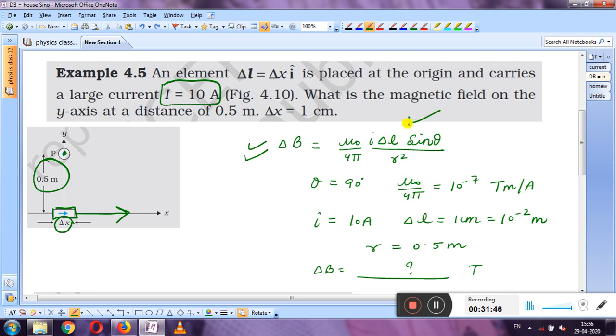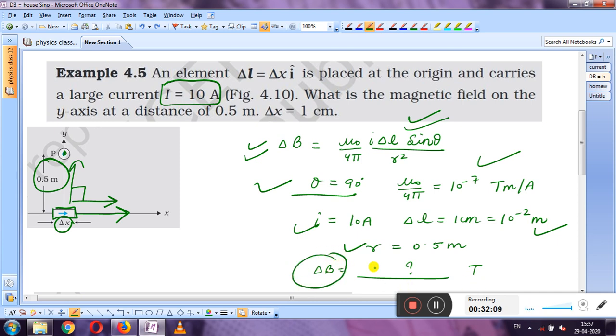We applied it here. Here we can see theta. Theta means the direction of dl and the direction of r have a 90-degree angle. So theta will be equal to 90. Mu naught upon 4 pi is 10 to the power minus 7. I is 10 ampere. Delta L is 10 to the power minus 2 meter. And r is 0.5 meter. Putting all these values in the formula, we can get delta B in units of Tesla, right?